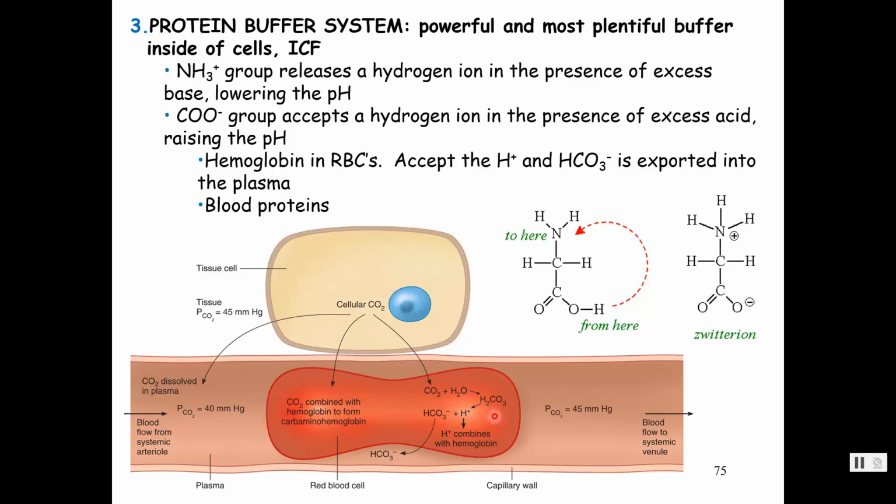And we've already talked about hemoglobin, so that globin part, that protein part, that is going to accept those hydrogen ions. When we get that chloride shift, we want to form that bicarbonate by that carbonic anhydrase. We kick out that bicarbonate and then we get that chloride shift. But we're still left with this hydrogen ion, and so that's what's going to combine with hemoglobin. And so that was just an example of a protein buffer system. And then, the blood proteins, so albumins, those other globular proteins, they too can buffer acid in the plasma. So protein buffer system, most powerful, most plentiful inside of cells.